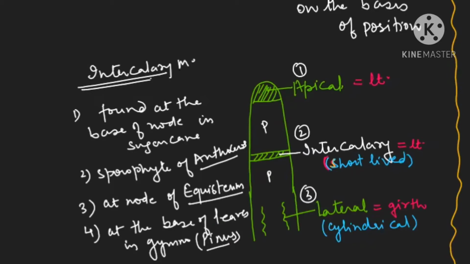Please try to understand. Intercalary meristem is first of all short-lived. Why? Because it will later on become permanent. And every time new will be made because the apical cell will always be there. They are not short-lived. They are always everlasting. And the part of the apical meristem left behind will be known as intercalary, and slowly they will become permanent also. And these are the positions where we find them.